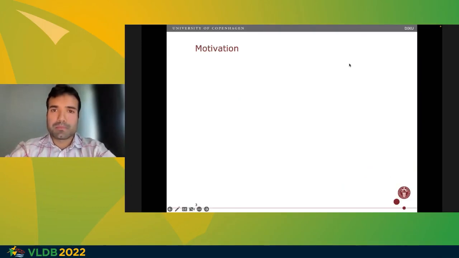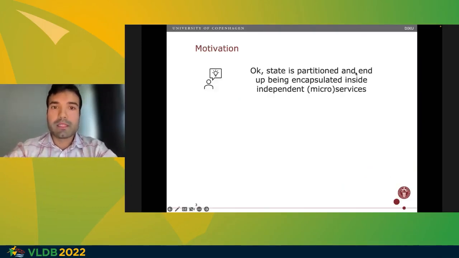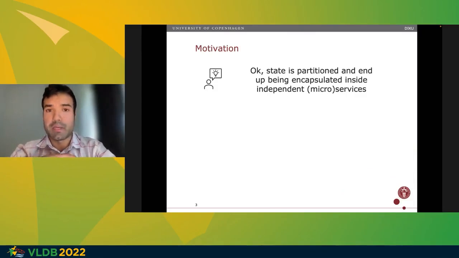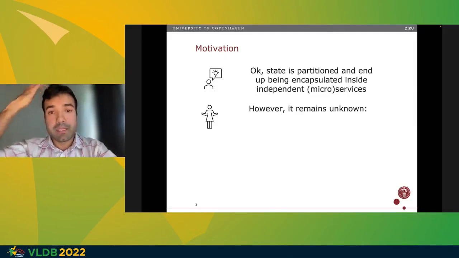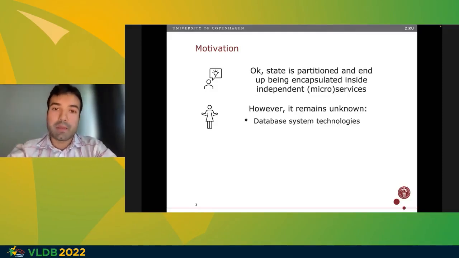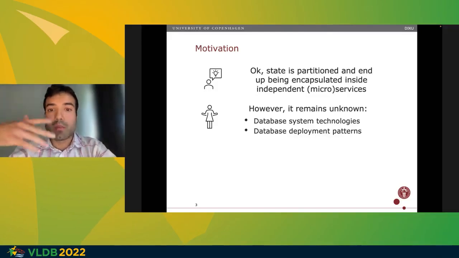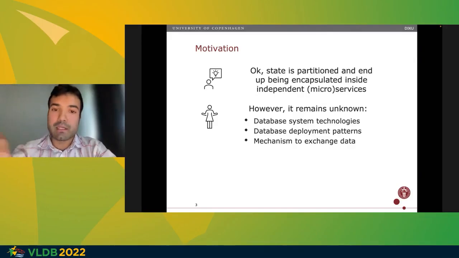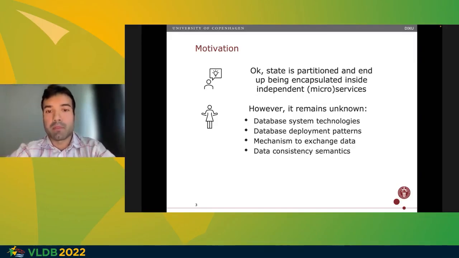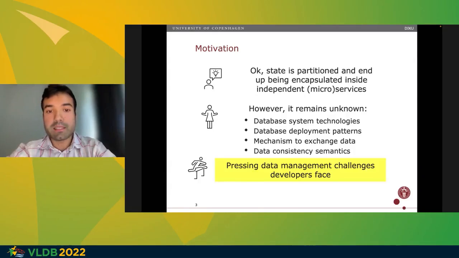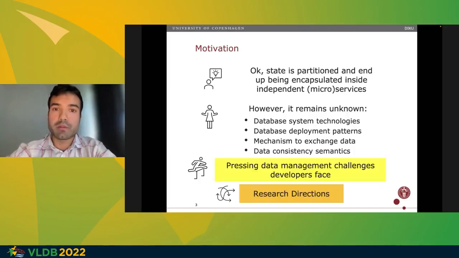So the motivation of this work is centered on understanding more about this emerging architecture in terms of data management. State is partitioned, and they end up encapsulating their state into independent microservices. But it remains unknown what database system technologies these architectures are using. What are the deployment patterns in terms of databases? What are the mechanisms to exchange data between these different microservices? What are the data consistency semantics employed in this architecture? Most important, what are the pressing data management challenges developers face today in practice? And what are the research directions for our community to embrace?